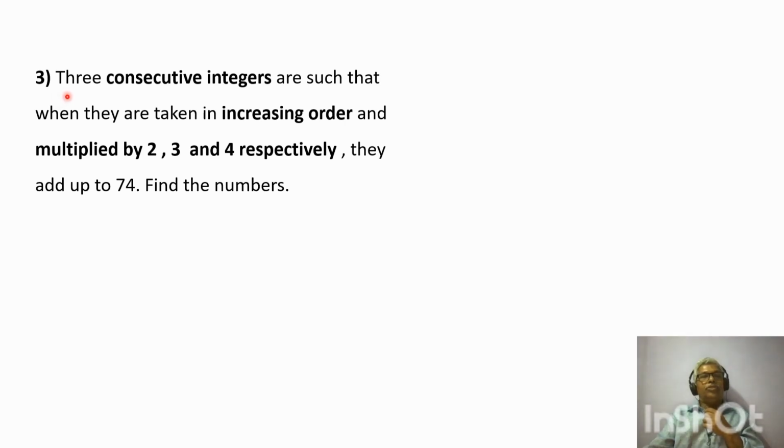Okay, the three consecutive integers are such that when they are taken in increasing order and multiplied by 2, 3 and 4 respectively, they add up to 74. Find the numbers.